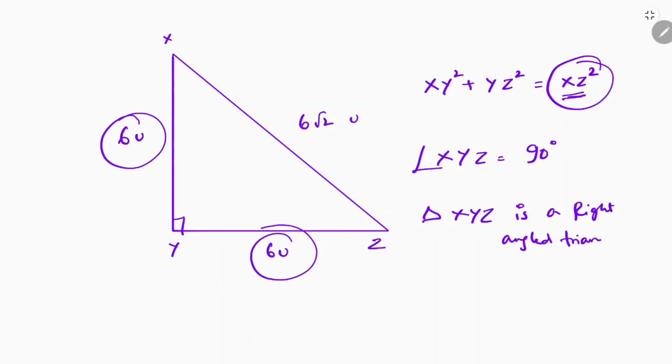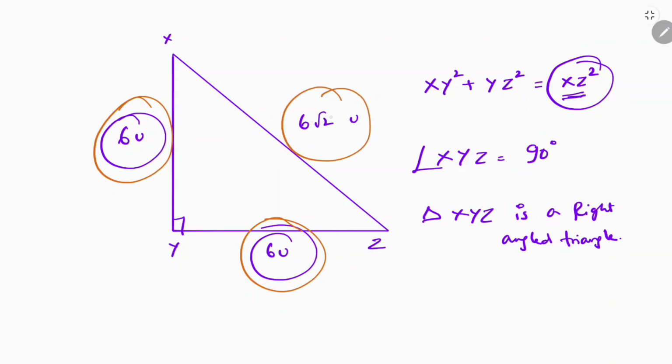Right angle triangle, because the statement is, in a triangle, if the sum of the squares of two sides is equal to the square of the third side, then the angle opposite to the third side is 90. You can state this in another way. In a triangle, if the square of one side is equal to the sum of the squares of the other two sides, then the angle opposite to the first side is 90. We can state it this way.